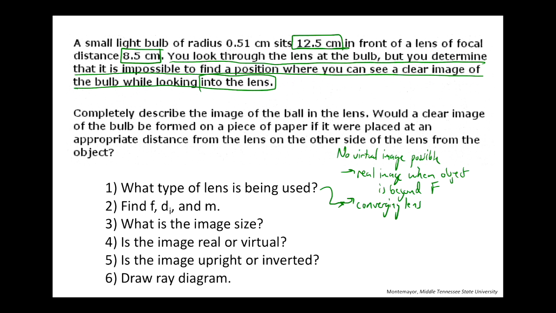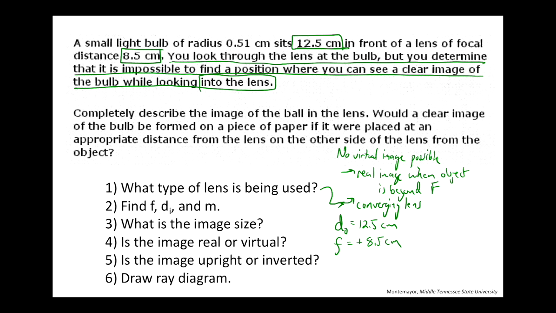Can we find any of these things in number 2? Find F, DI, and M. Let's see. So what do we know? We know that the object position is 12.5 centimeters. And now we know the focal length is positive 8.5 centimeters because it's a converging lens. So once we know what type of lens it is, we can put the appropriate sign on the focal distance to give us the focal length.